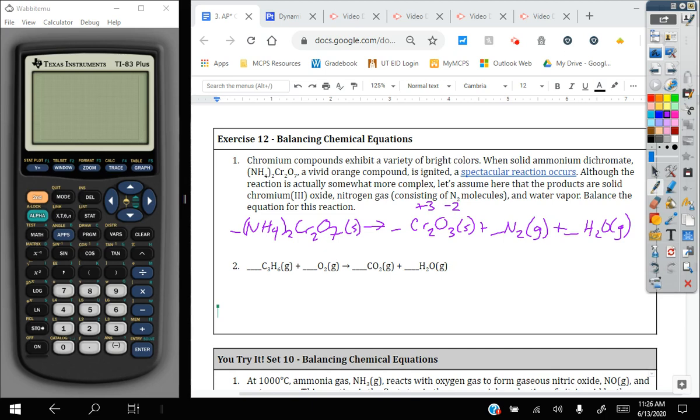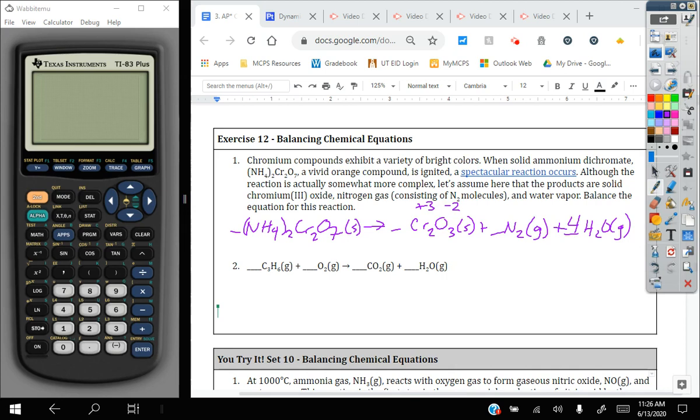So H, we've got 4 on the inside times 2 on the outside, which means we've got 8 on the left. In order to balance that, I only have 2 hydrogen on the right. So to balance the 2 hydrogen on the right, I need a 4 here. 4 times 2 would give me 8. Now I can move on to the next atom. Chromium, it seems I have 2 of them on the left and 2 of them on the right, so that is balanced.